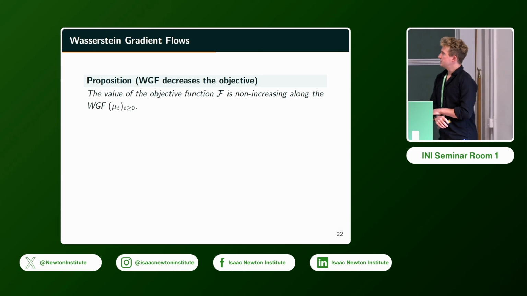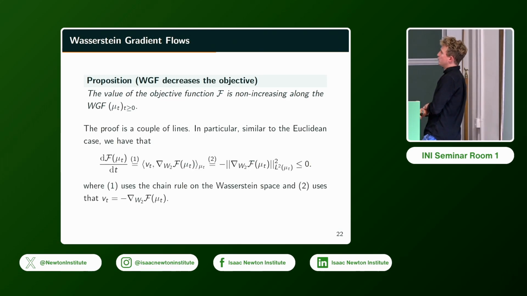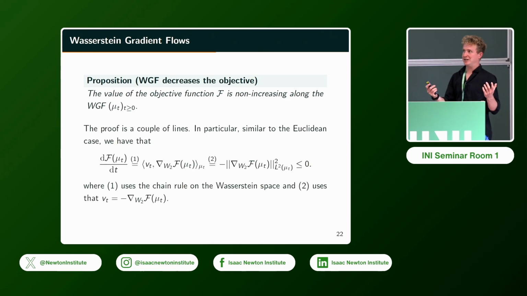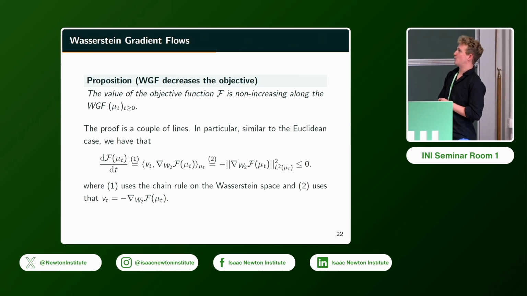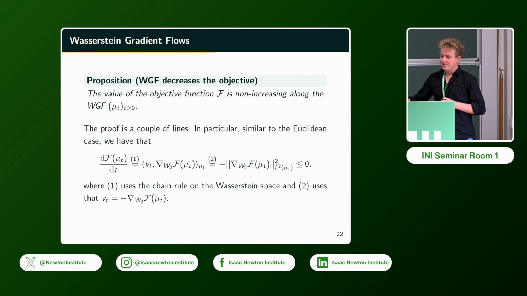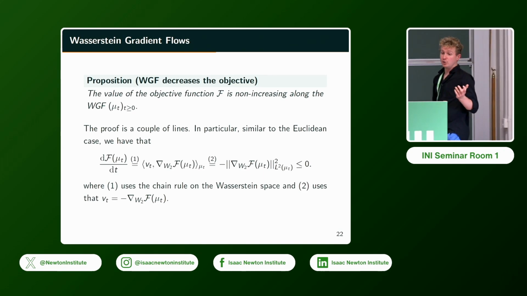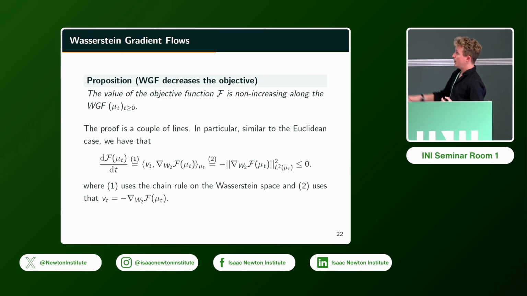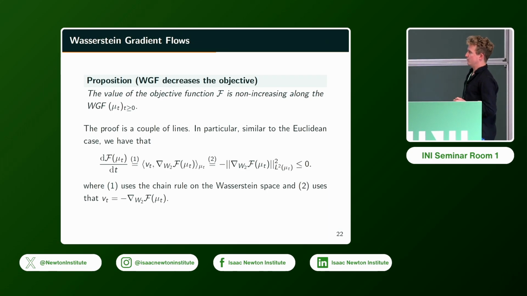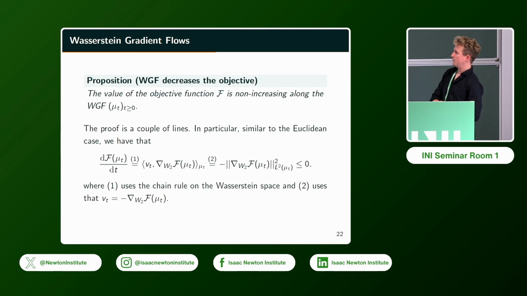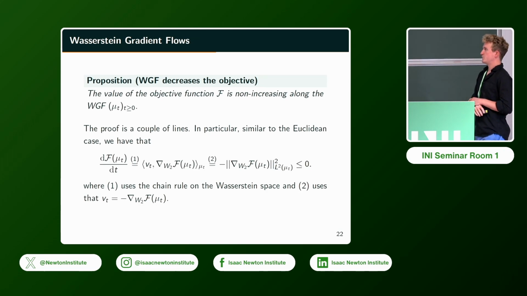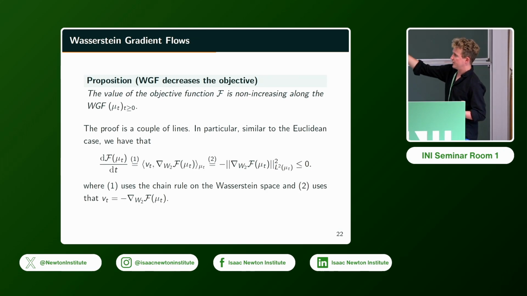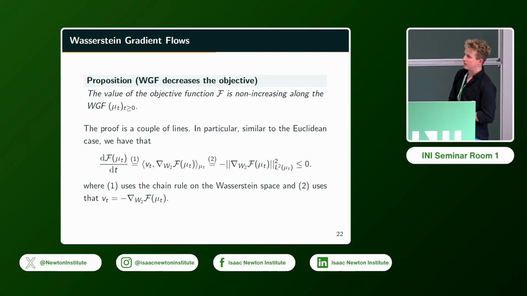Okay, so just to give a very brief proposition which shows that this is essentially analogous to a gradient flow in the Euclidean setting, the value of the objective function f is indeed non-increasing along the Wasserstein gradient flow, and you can show this in a couple of lines. Essentially use the chain rule, and then you substitute in the form of the vector field, and you see that you get this minus square of the Wasserstein gradient, which is non-positive. So this thing is indeed non-increasing along the gradient flow.